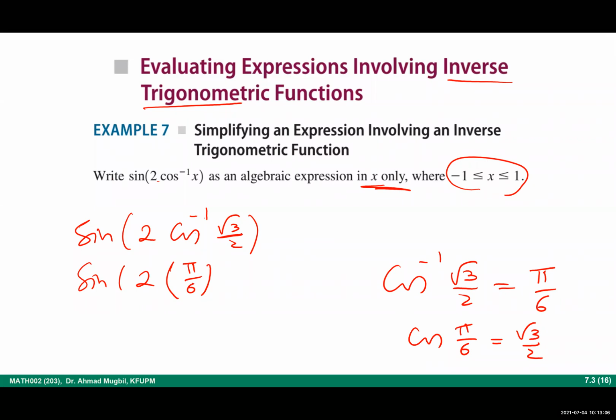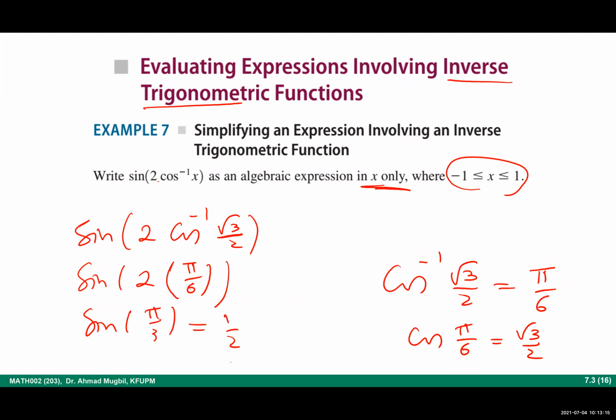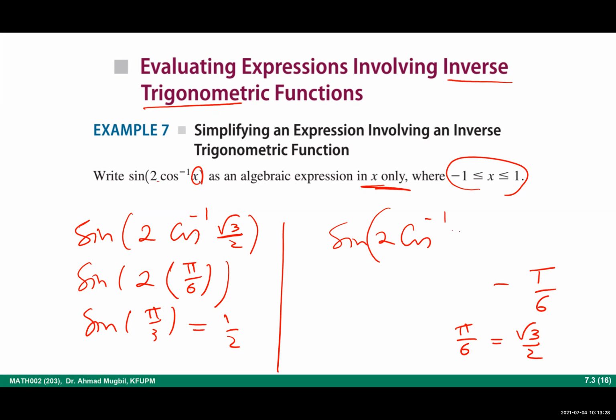Notice, ya shabab, that the inverses are angles. So this will be sine pi over 3. What is sine pi over 3? It is a half. So this is so easy when you know what x is and you can find it. But if it is any x, for example, if it is sine 2 cosine inverse 3 over 4, you don't know what this angle is exactly.